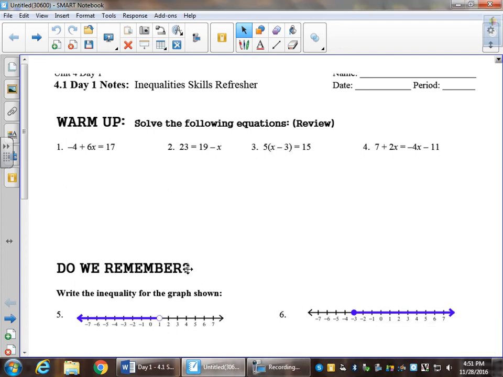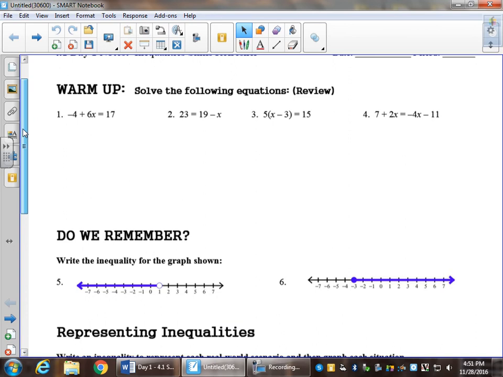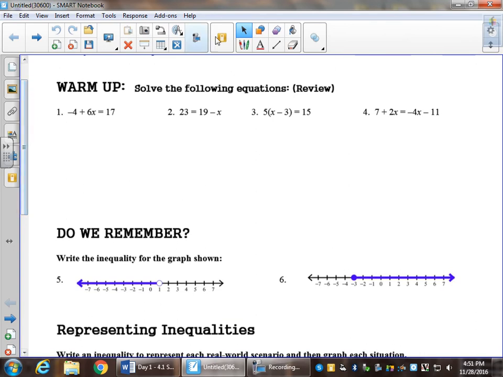Today starts the first day of our new unit on inequalities. And if we look at the title of today's notes, we are specifically going to focus on inequality skills, the refresher side of life. So bringing back all of our ninth grade inequalities knowledge. So my goal is that as we work through this, you feel that you're more and more comfortable and you're remembering what we did, or what you guys did, last year.